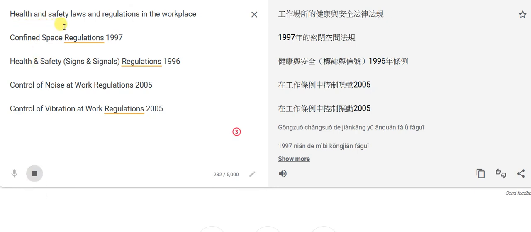Health and Safety Laws and Regulations in the Workplace. Confined Space Regulations 1997. Health and Safety (Signs and Signals) Regulations 1996. Control of Noise at Work Regulations 2005. Control of Vibration at Work Regulations 2005.